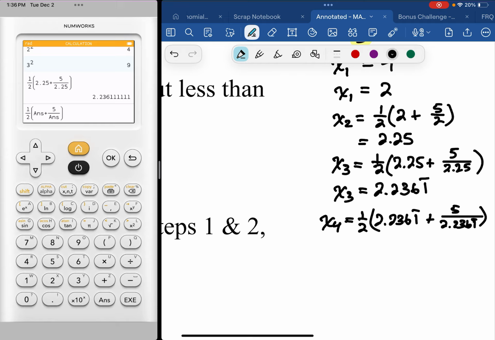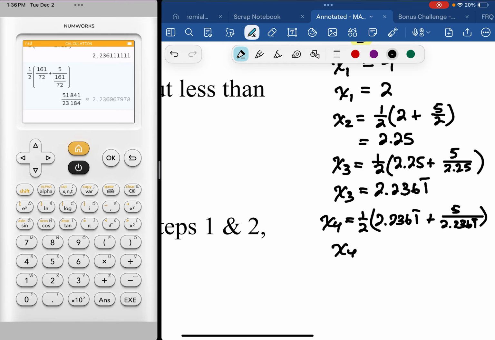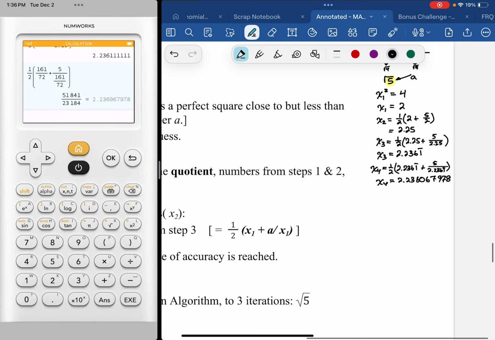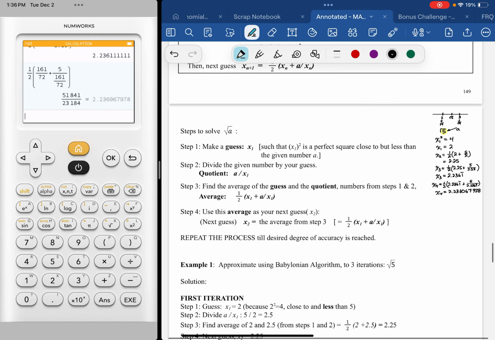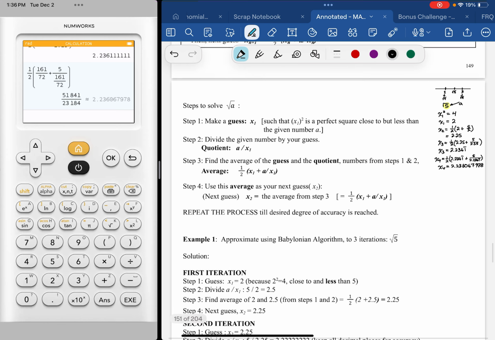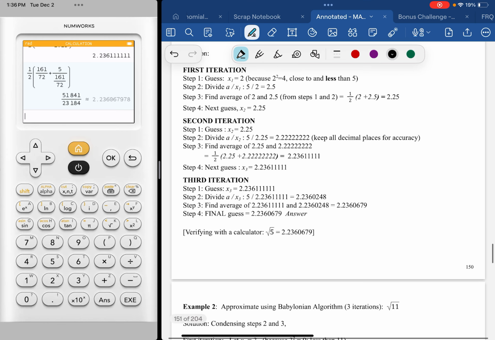And so I would get x sub 4 equal to 2.236. Again, I'll write the whole thing, 067978. They said to go 3 iterations. Sorry, it's super tiny now, but I'm just verifying. Yeah, that's what they did. They rounded it a little bit.